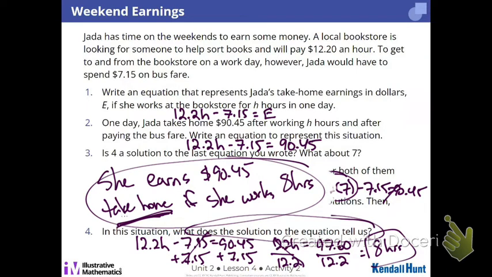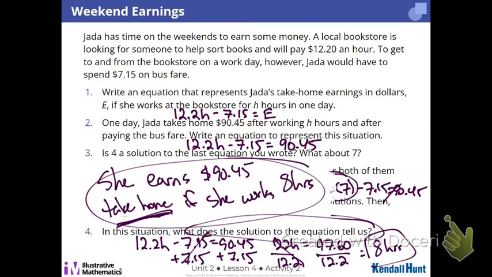And the reason we have to mess with the bus fare is, if E is earnings, how much money does she end up with at the end of the day? We have to mess with that bus fare. But when you add it, doesn't she lose that? Because she has to spend it, right? So the business gives her that much money, and then she spends it, so her total earnings go down.